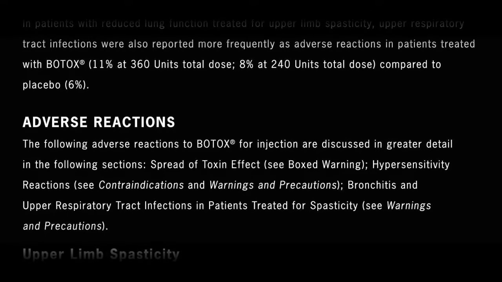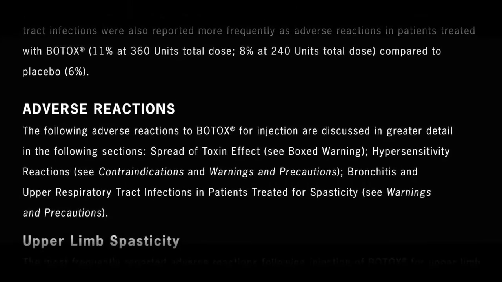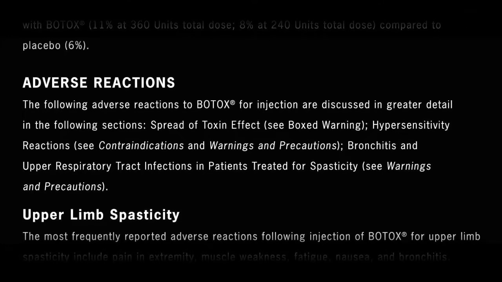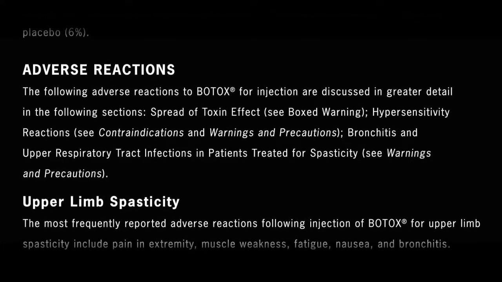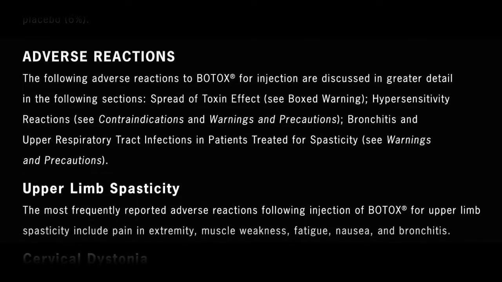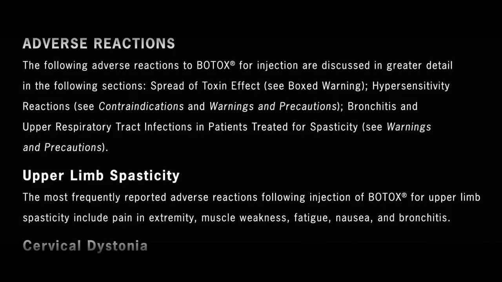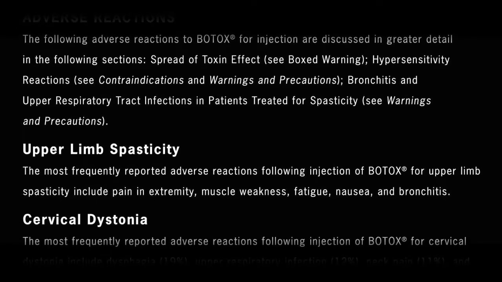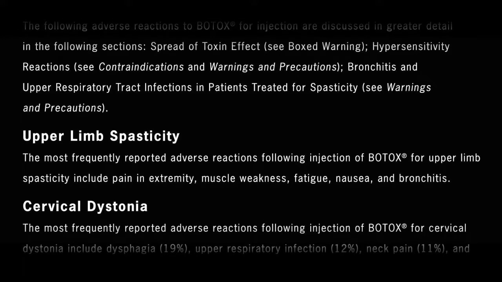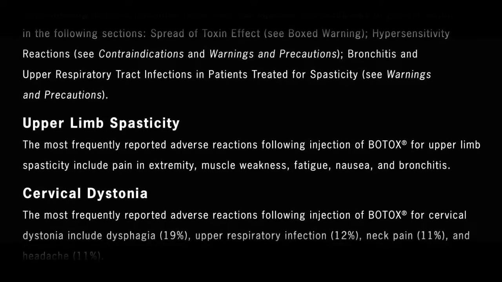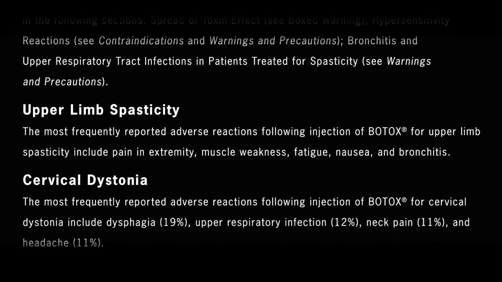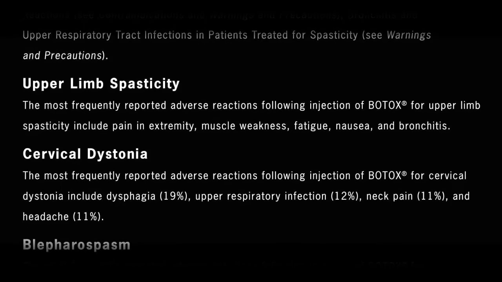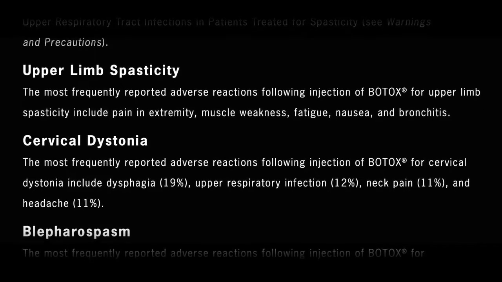Adverse reactions. The following adverse reactions to Botox for injection are discussed in greater detail in the following sections. Spread of toxin effect, see boxed warning. Hypersensitivity reactions, see contraindications and warnings and precautions. Bronchitis and upper respiratory tract infections in patients treated for spasticity, see warnings and precautions. Upper limb spasticity. The most frequently reported adverse reactions following injection of Botox for upper limb spasticity include pain in extremity, muscle weakness, fatigue, nausea, and bronchitis.